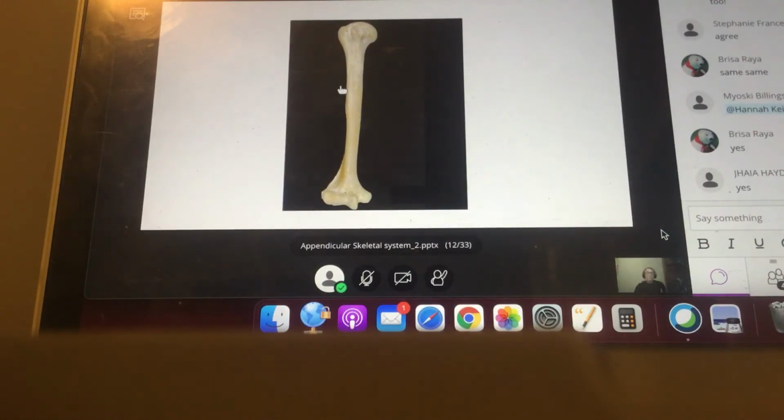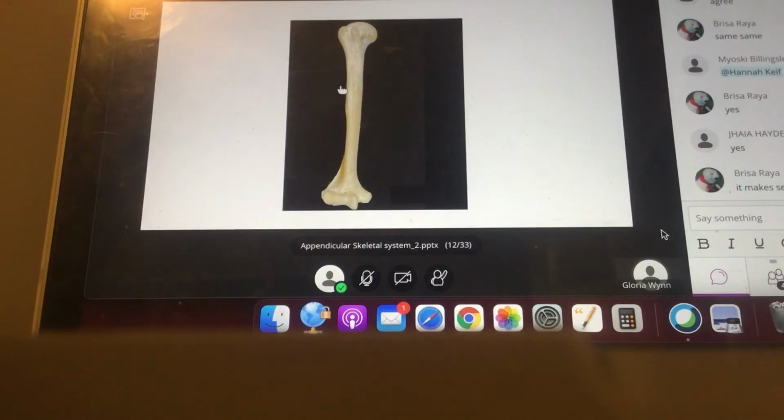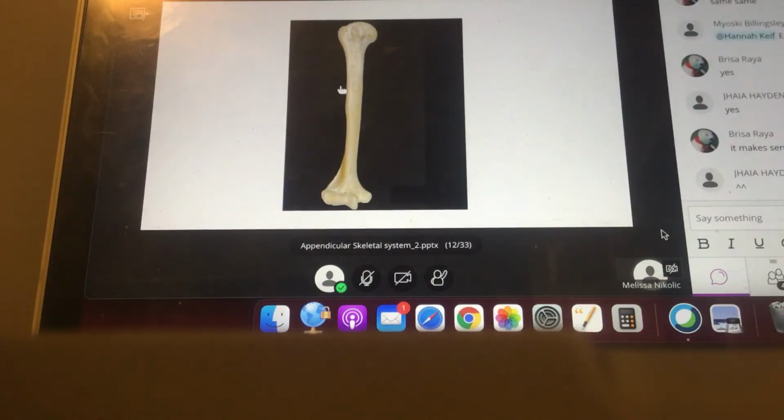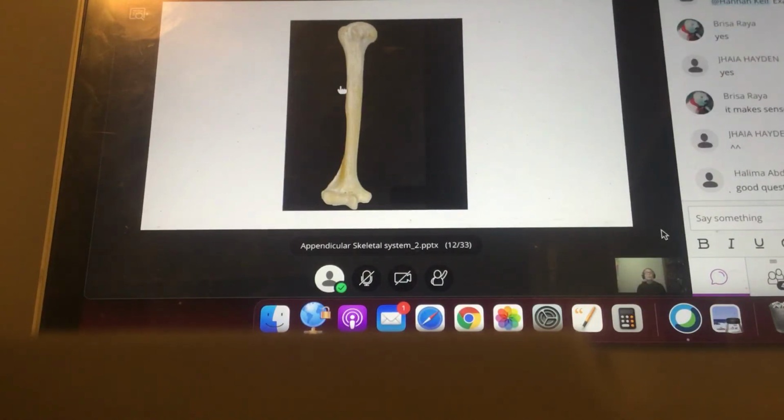Gloria, go for it. To be clear, on the test, we'll get individual bones. We'll never get a whole skeleton with a pointer asking, what's this? It'll be an individual bone. You can get the skull. However, when we get to bone markings, you have to learn the bones that we have individually.